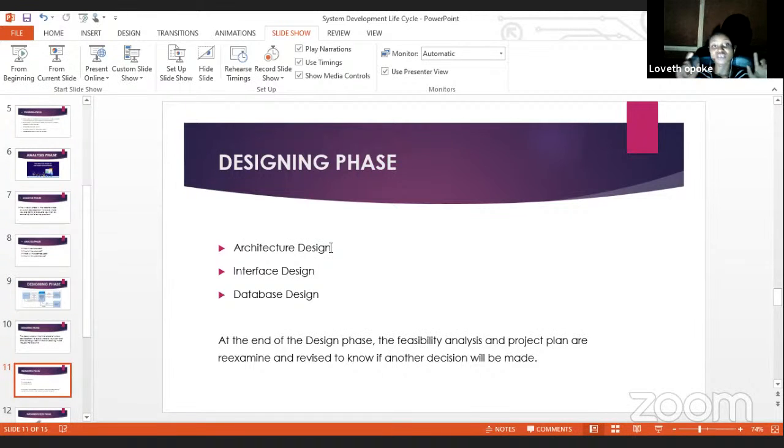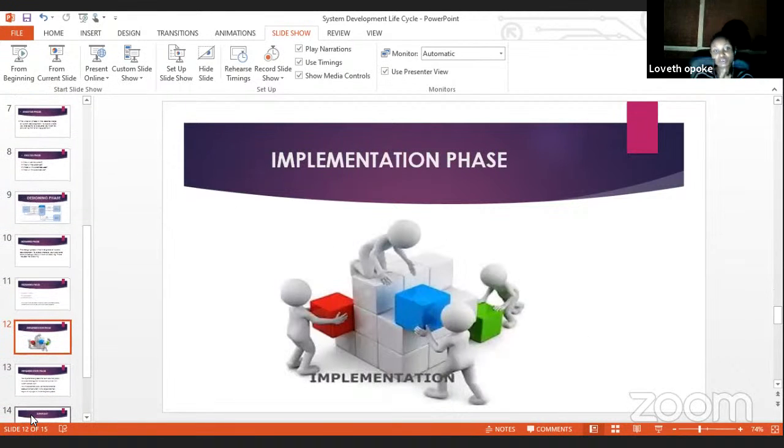Remember, you're developing to increase the business value. So you have to go back to your feasibility analysis and reanalyze. And that will take us to the next phase of the system development lifecycle.